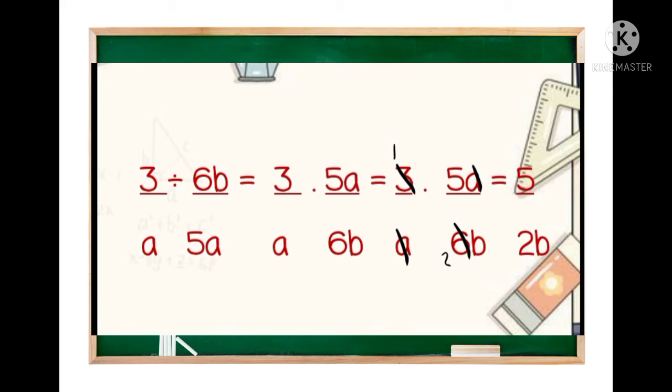Here's the solution. 3 over a divided by 6b over 5a equals 3 over a times the reciprocal of 6b over 5a, which is 5a over 6b. Divide by common factors: 6 divided by 3 equals 2. Then cancel a, and the remaining is 1 over 1 times 5 over 2b. Multiply them. 1 times 5 equals 5, then 1 times 2b equals 2b.